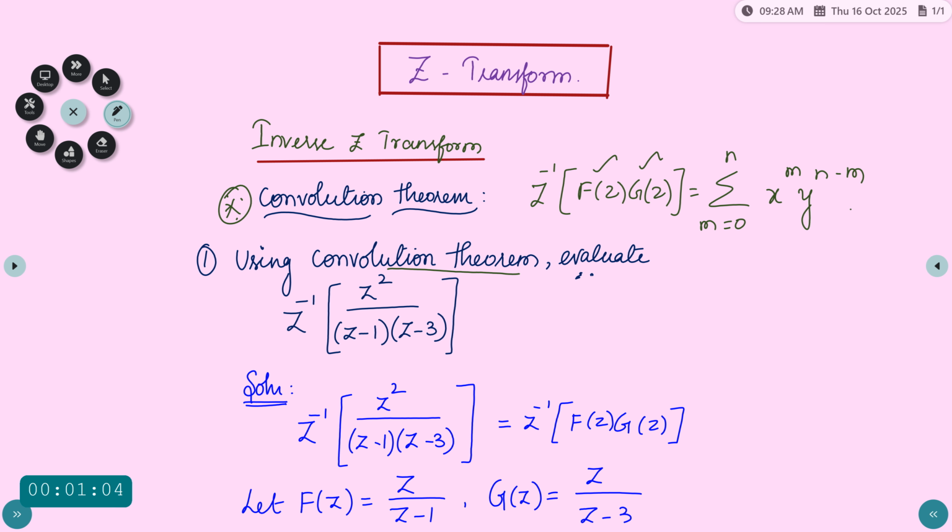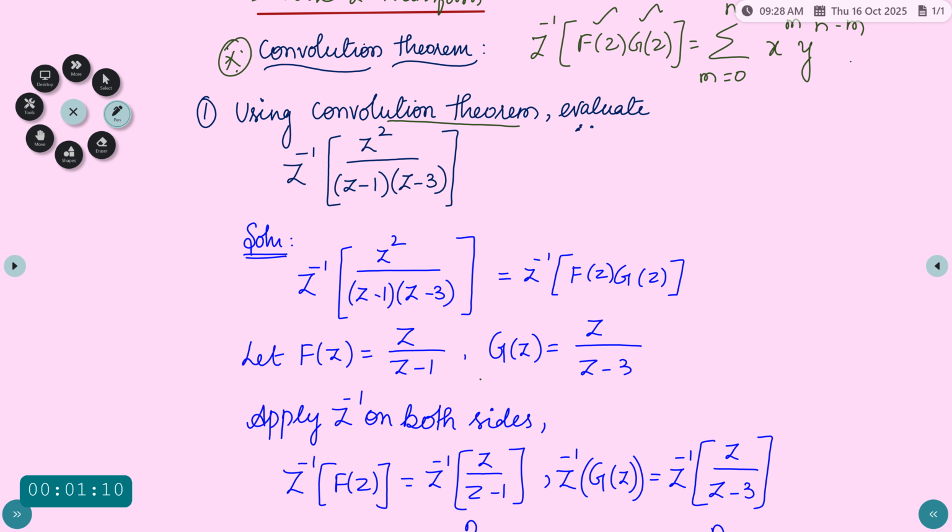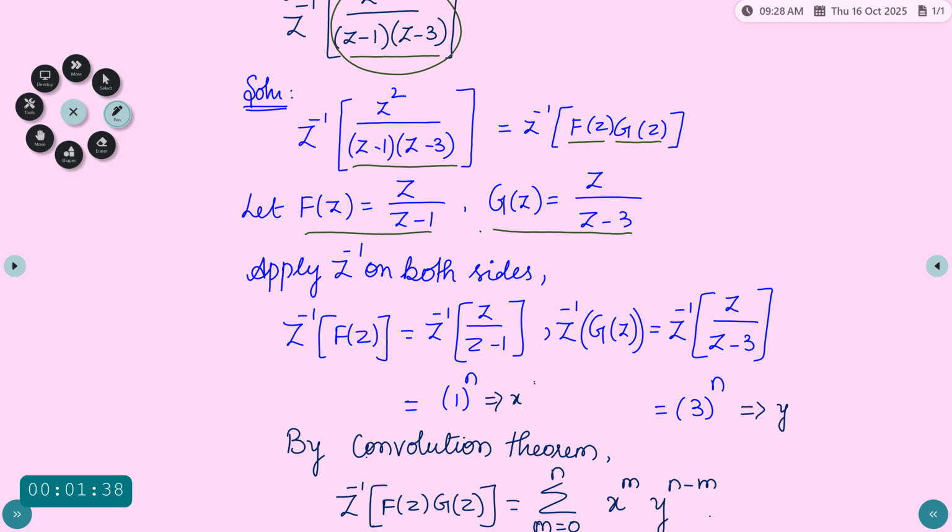See the problem. Using convolution theorem, evaluate Z inverse of z square divided by (z minus 1)(z minus 3). Here, we can split this term as two functions. We can consider this as f of z and g of z. What is f of z? f of z is z by z minus 1 and g of z is z by z minus 3. Now applying Z transform on both sides.